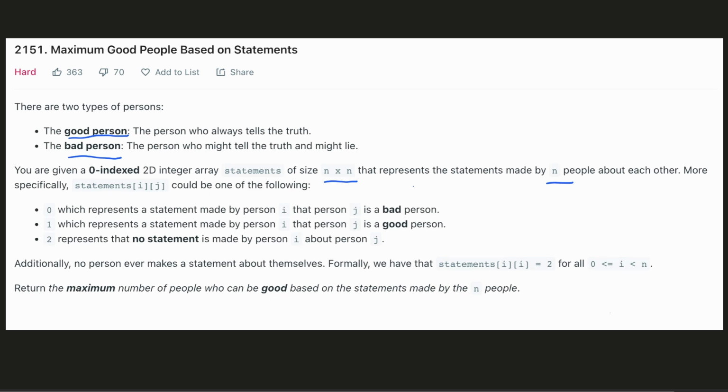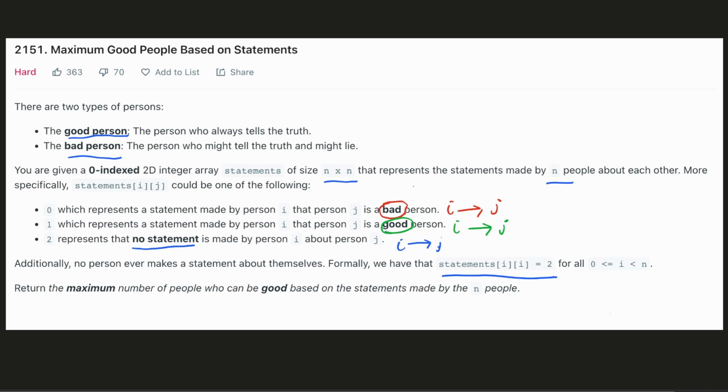And the statements made by them about one another can be one of the following. 0 represents that person I states that person J is a bad person. 1 represents that person I states that person J is a good person. And 2 represents that person I hasn't made any statements about person J. And no person makes a statement about themselves.